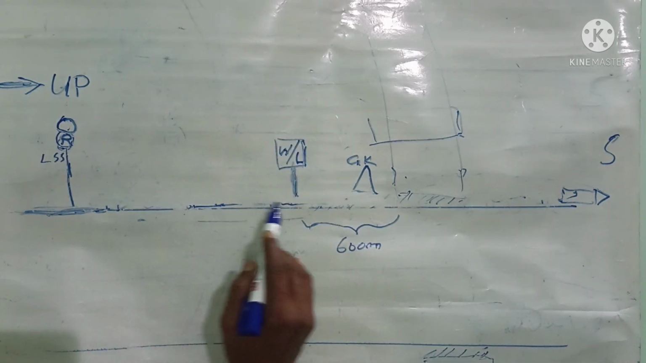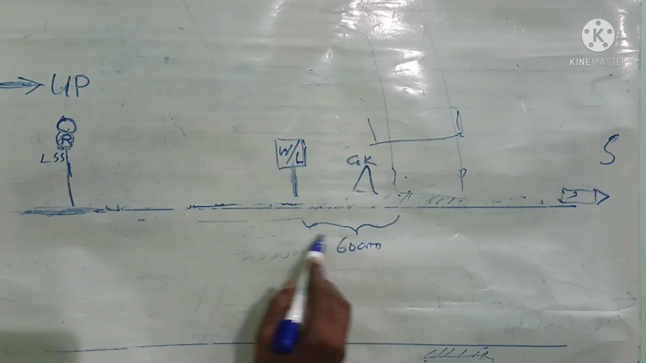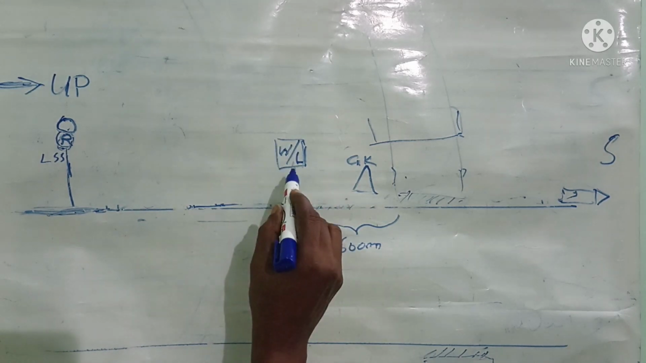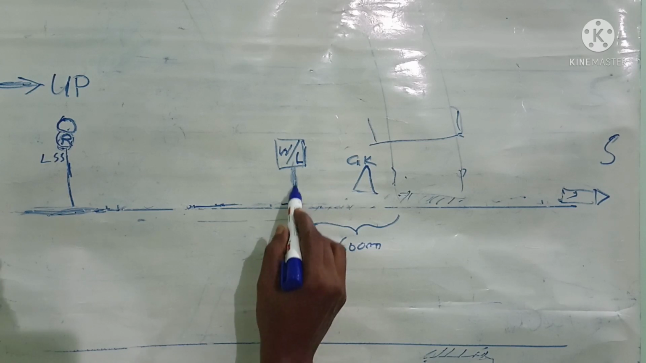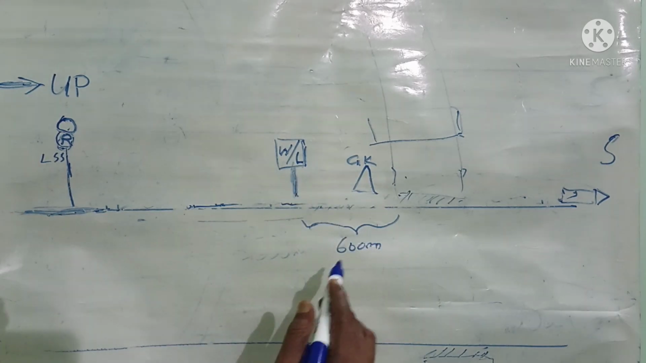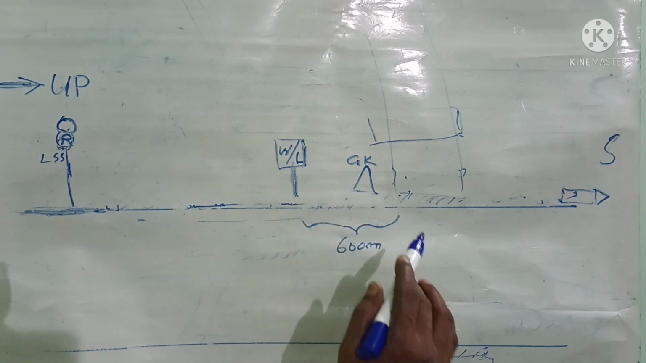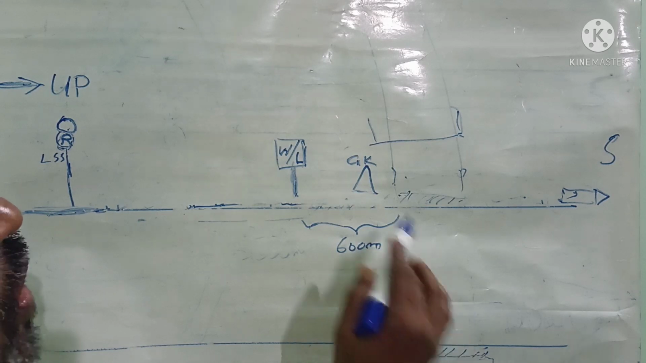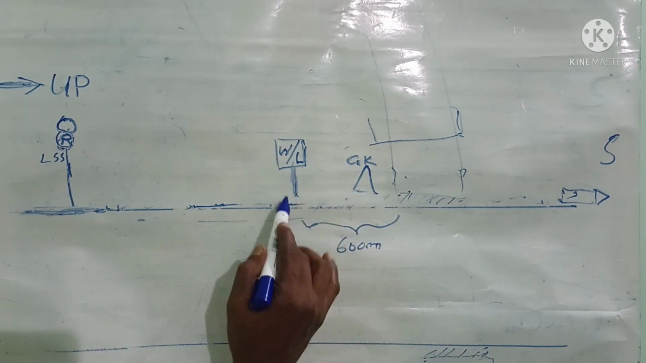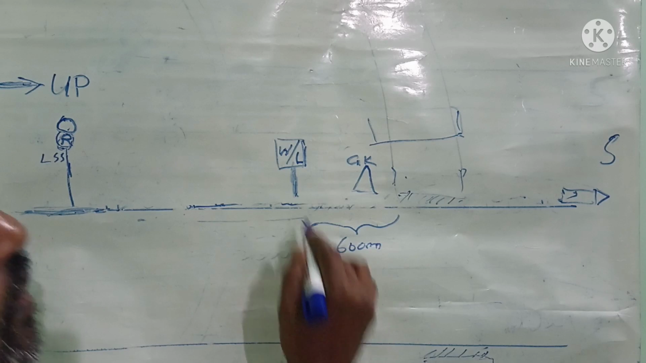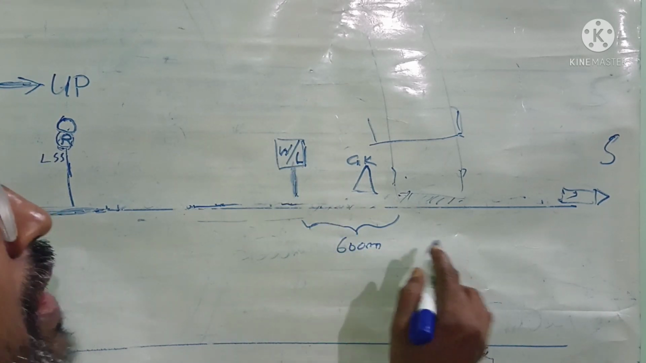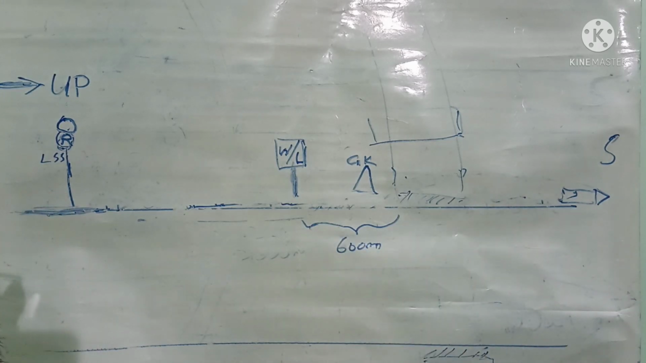When the loco pilot has to reach the LC gate, 600 meters before this LC gate, there will be a board fixed on which it is written W bar L, that is whistle level crossing. In all LC gates, in all level crossing gates, whether interlocked or non-interlocked, manned or unmanned, there will be a W bar L board. On passing this W bar L board, the loco pilot must whistle intermittently till he passes the LC gate.